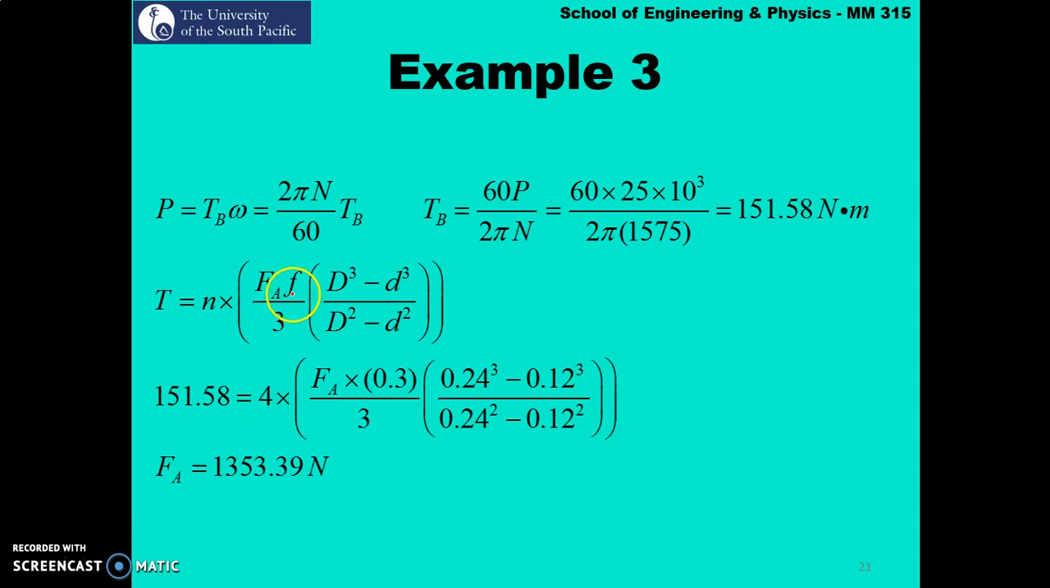So now actuating force is what we are finding. Coefficient of friction was given as 0.3. The outer and the inner diameters were 0.24 and 0.12 meters respectively. So if you make Fa the subject of the formula, you should end up with the value of 1353.39 Newton as your actuating force.